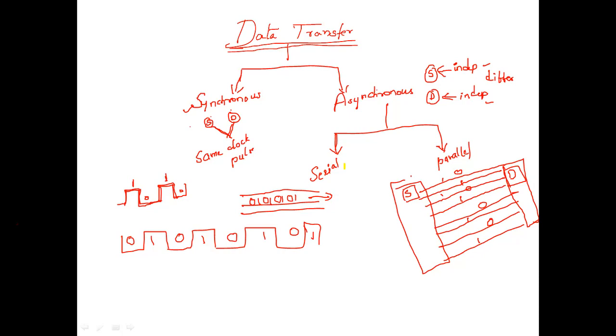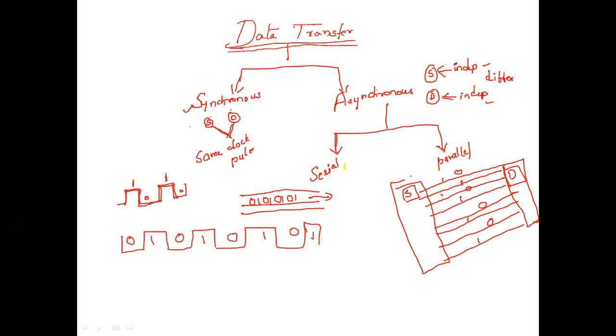But when it comes to the asynchronous mode, the source transfers the data according to its own wish, and whenever the destination is free, the destination receives the data. What happens is that sometimes the data goes missing, or sometimes the data collides with other data. So there will be many problems in the asynchronous mode, because each works according to its own clock. So that is the asynchronous mode.